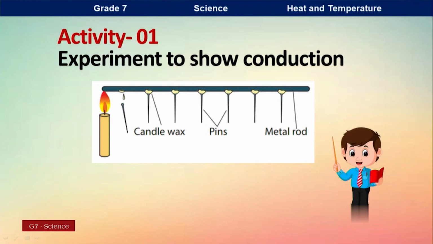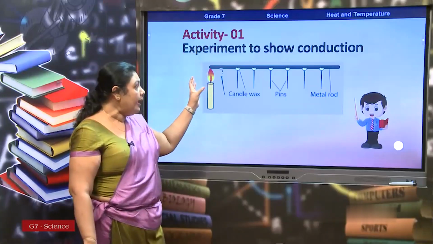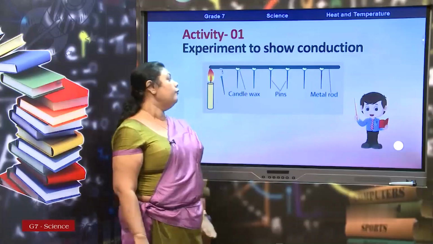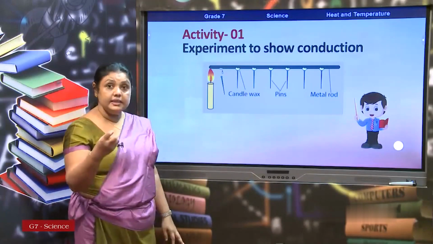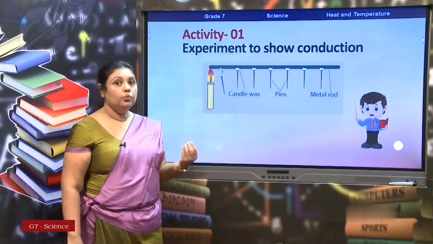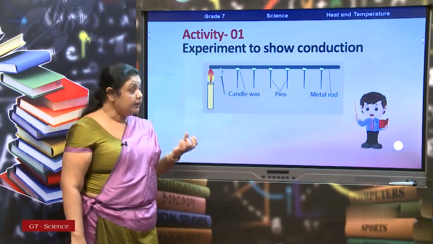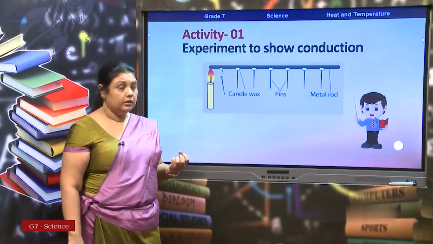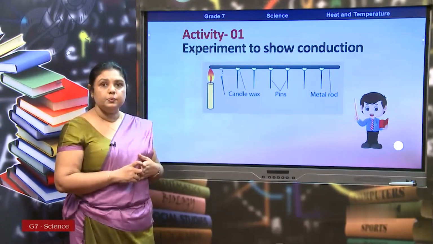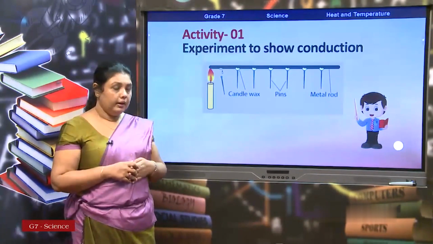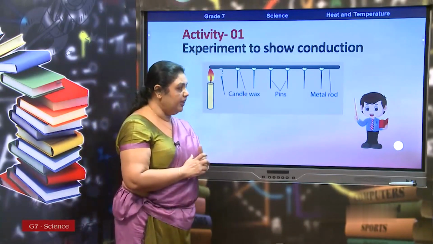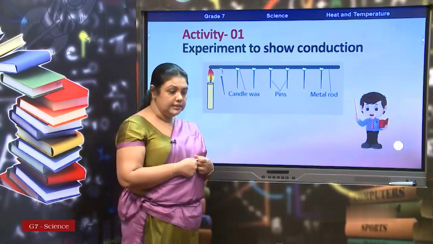If you heat this end, what will happen to the candle wax which is fixed to this? It is getting melted. Candle wax is a material which is getting melted with heat. So, I will show you how to do this experiment briefly. Right. Shall we move to the method of doing this? Right.